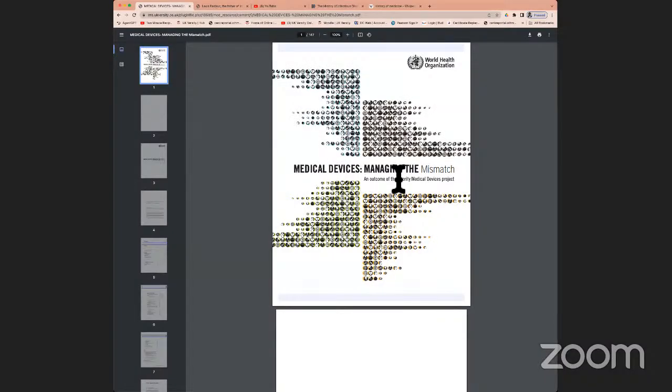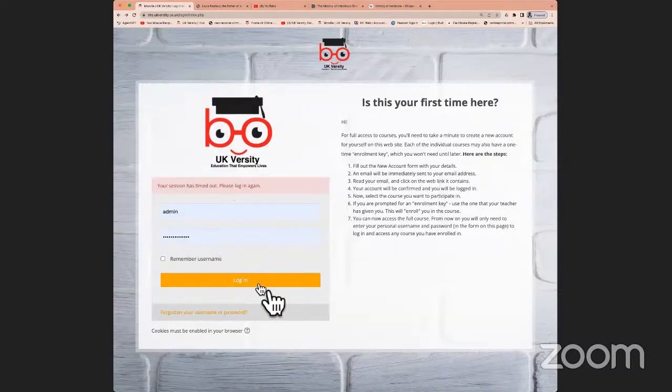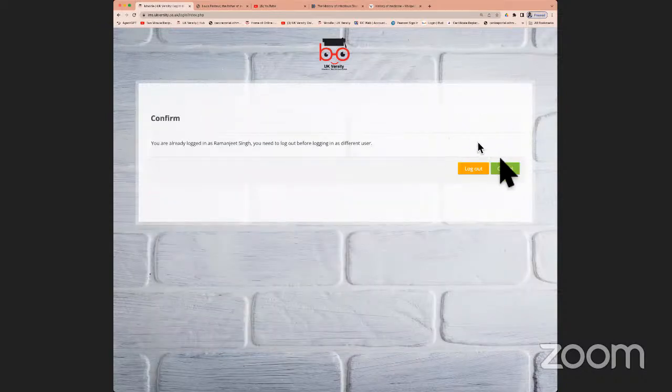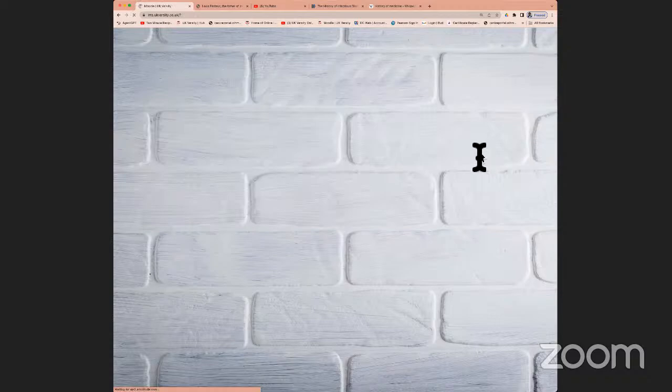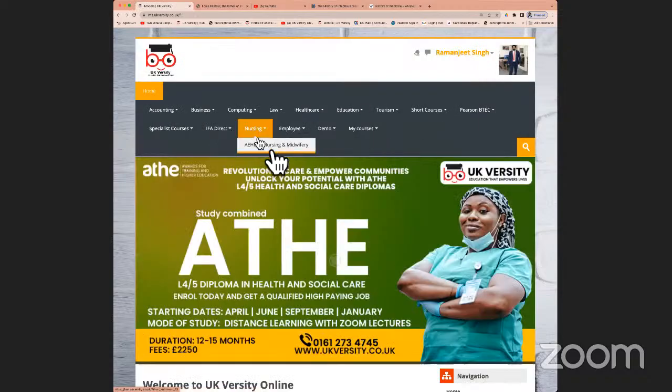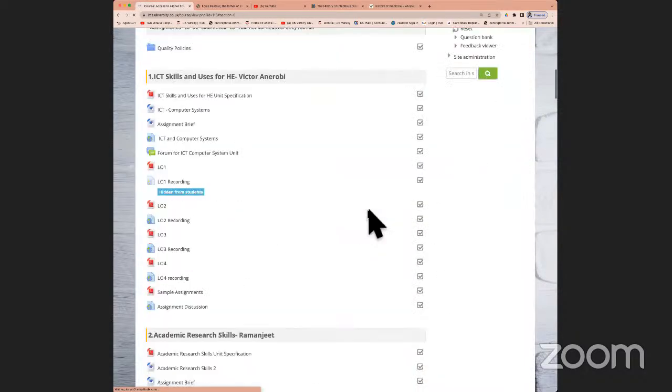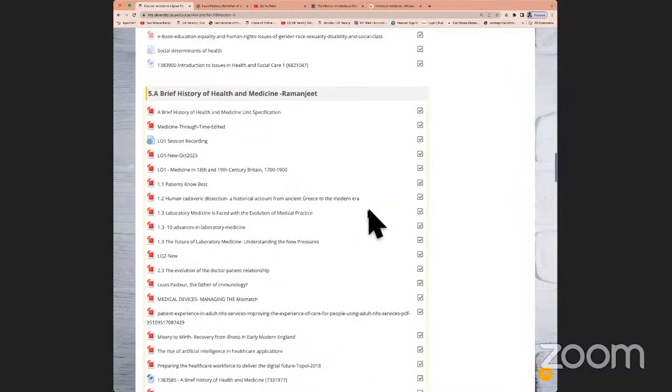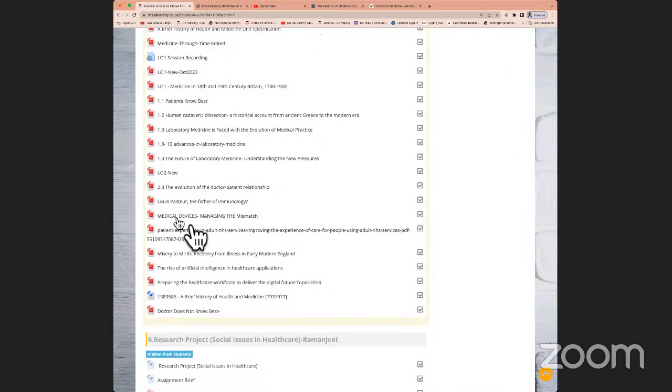This is the article that I'm referring to that you need to look at, which is Medical Devices: Managing the Mismatch. This particular report by the World Health Organization, let me sign back in and show you exactly where it is. If I go into the unit we are discussing, this is the report, Medical Devices: Managing the Mismatch.